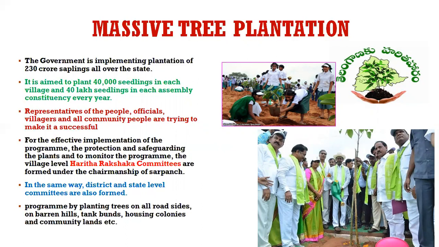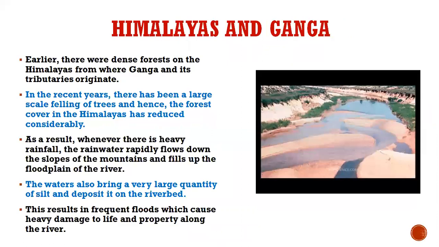To implement it at the village level, we have Harita Rakshaka committees, which are formed under the chairmanship of the Sarpanch. In the same way, district and state level committees are also formed. Programs of planting trees on roadsides, tank bunds, housing colonies, and community lands, etc., are taken up by the government.